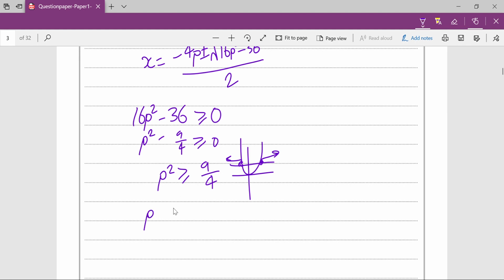So p must be greater than or equal to, well, if you take the square root of 9 over 4, it's plus or minus 3 over 2. So p must be greater than or equal to 3 over 2, and p must be less than or equal to negative 3 over 2.